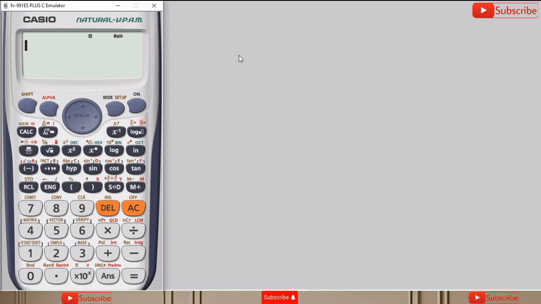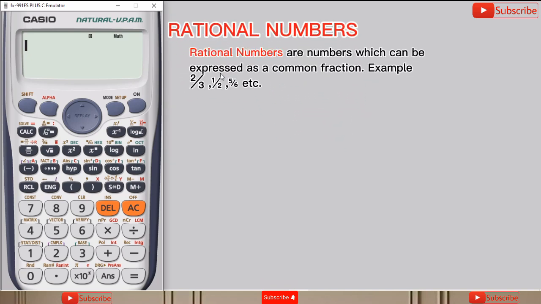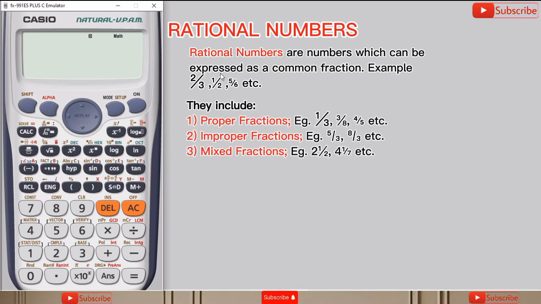Before we move on to use the scientific calculator, let us first discuss rational and irrational numbers. In simple terms, rational numbers are numbers which can be expressed as a fraction. So if you have any number that can be converted or written in the form of a fraction, then that particular number is a rational number. Rational numbers include proper fractions, improper fractions, and mixed fractions. These are all types of fractions, and since they are fractions, we can also say that they are rational numbers.